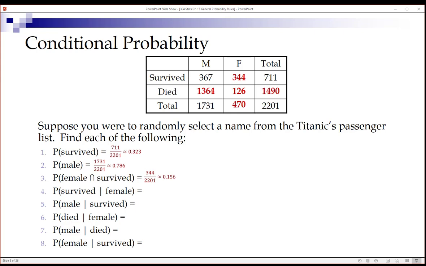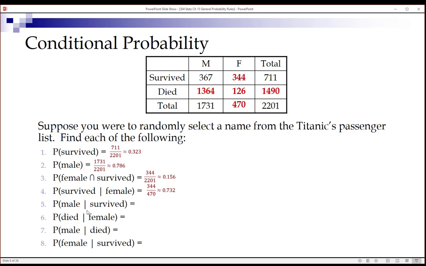Now we get to the conditional probabilities. When we get to the conditional probabilities, that means that our totals are going to change based on the given information. So here, the first one, number 4, says, what's the probability that someone survived given that they're female? So we're only looking at the group of females. So the total number of females is 470. Of those 470, the number who survived was 344. So this probability is 344 over 470, or approximately 0.732.